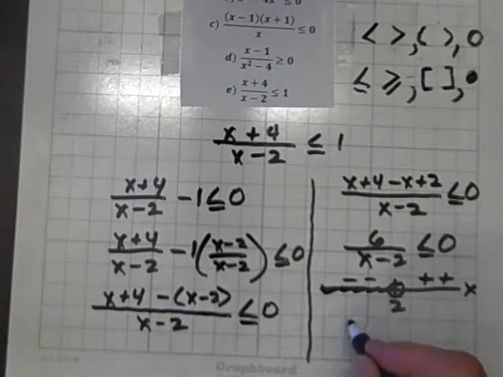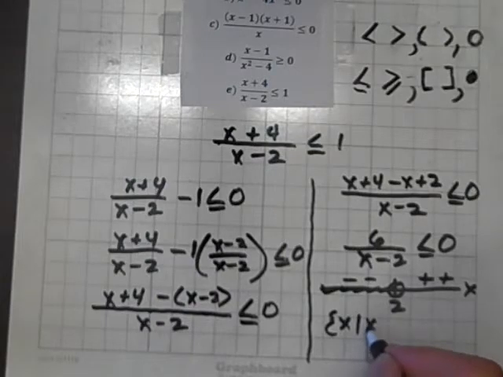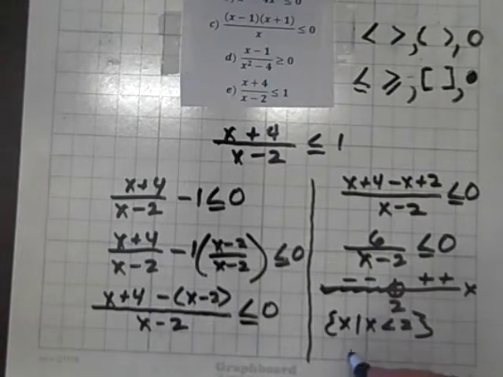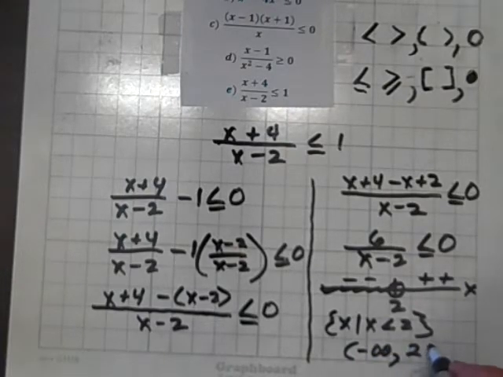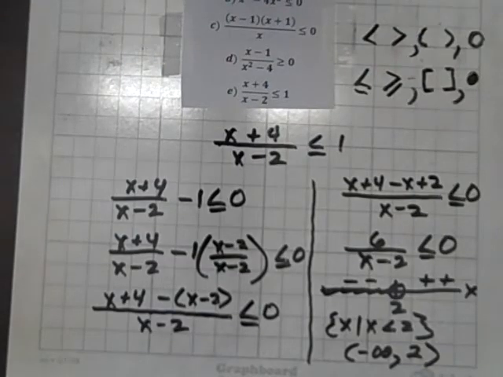So in set builder notation, we've got the set x such that x is less than 2. In interval notation, the solution can be described as parentheses, negative infinity, comma, 2, parentheses, and we are done.